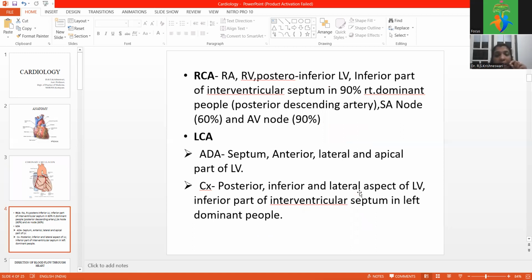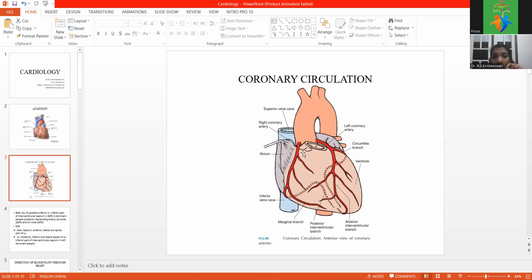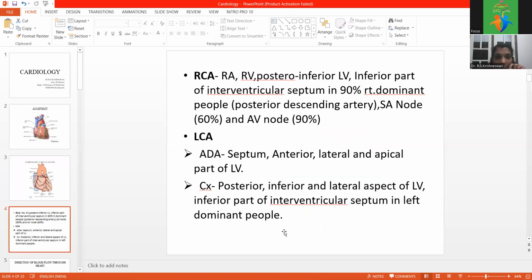So regarding the branches of the coronary arteries which supply different parts of the heart, it is very, very important. So the right coronary artery supplies the right atrium. In this figure, this is the right coronary artery, this is the right atrium, this is the right ventricle, and this is the left ventricle. So the right coronary artery travels in between the right atrium and right ventricle, is it not? It supplies the right atrium, right ventricle, and the postero-inferior part of the left ventricle.